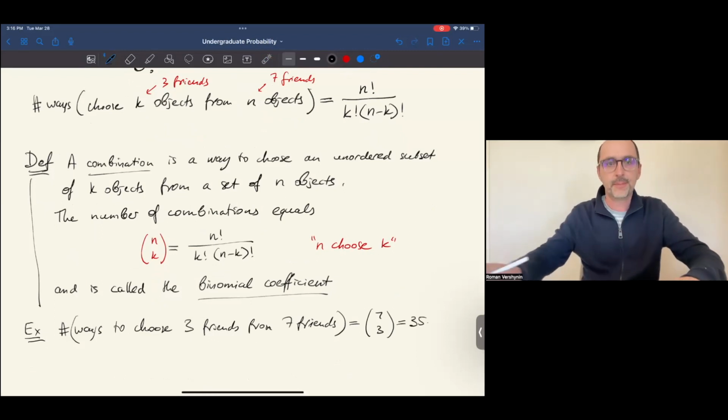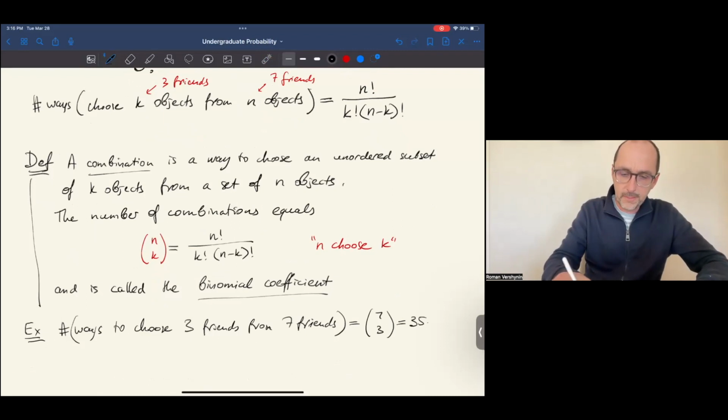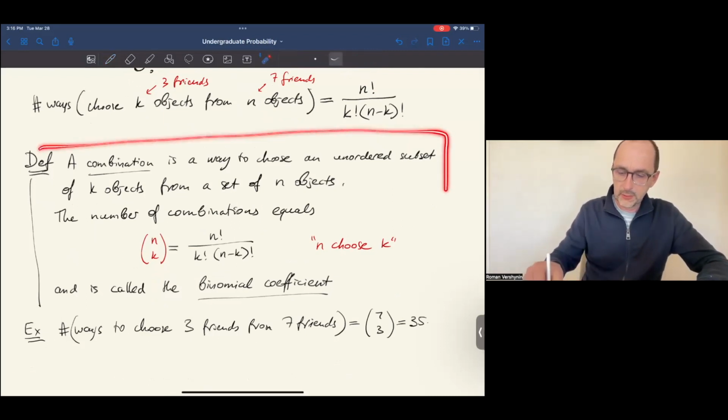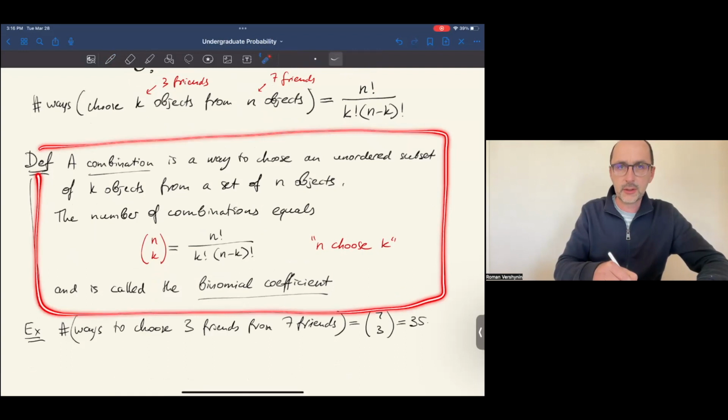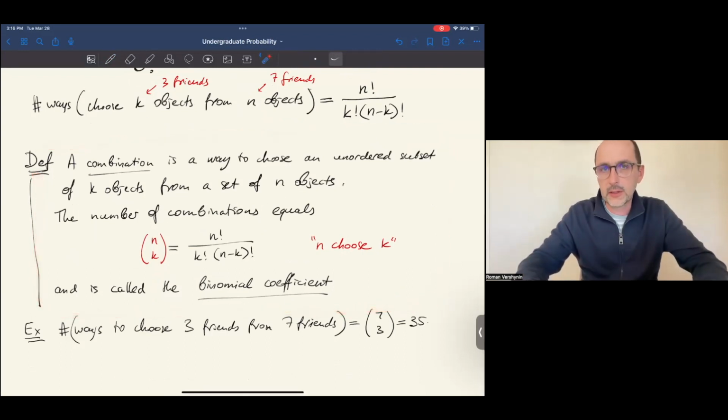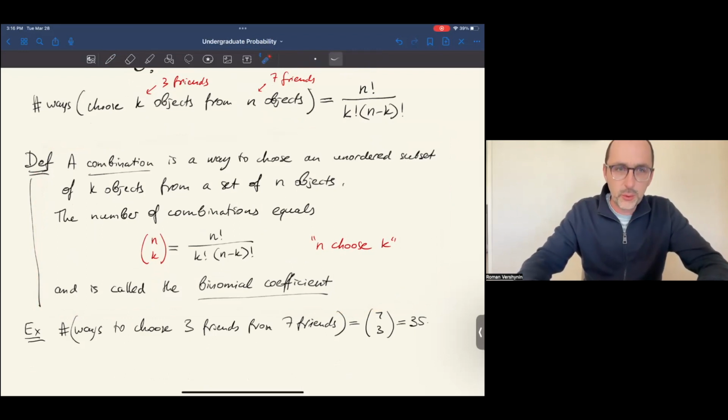It is a good time to review this definition because it is extremely important for the rest of this class and for many areas of mathematics. So please let it soak in, the definition of combination and the definition of binomial coefficient. Play with it a little bit.